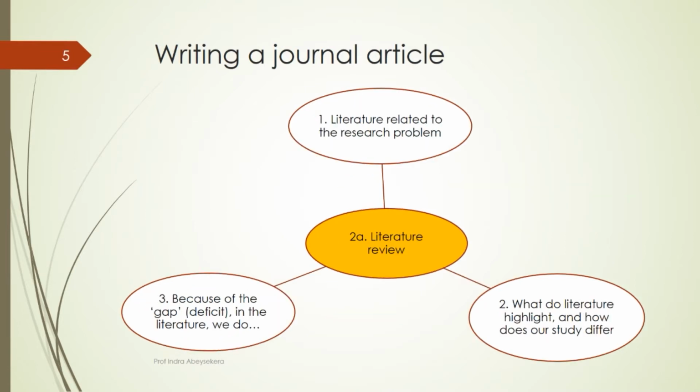The second section in the journal article is the literature review and hypothesis development. So it can be divided into 2 subsections: literature review and hypothesis development. In the literature review, it starts with outlining the literature related to the research problem.